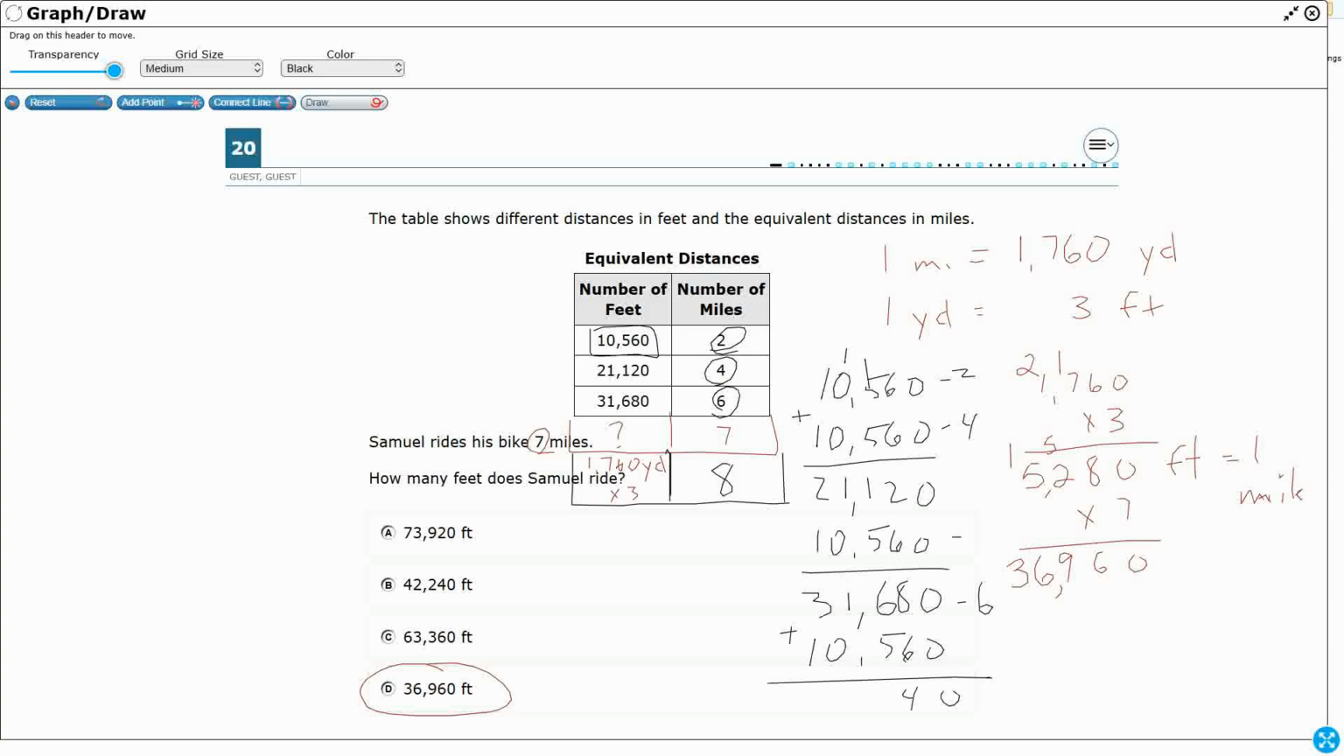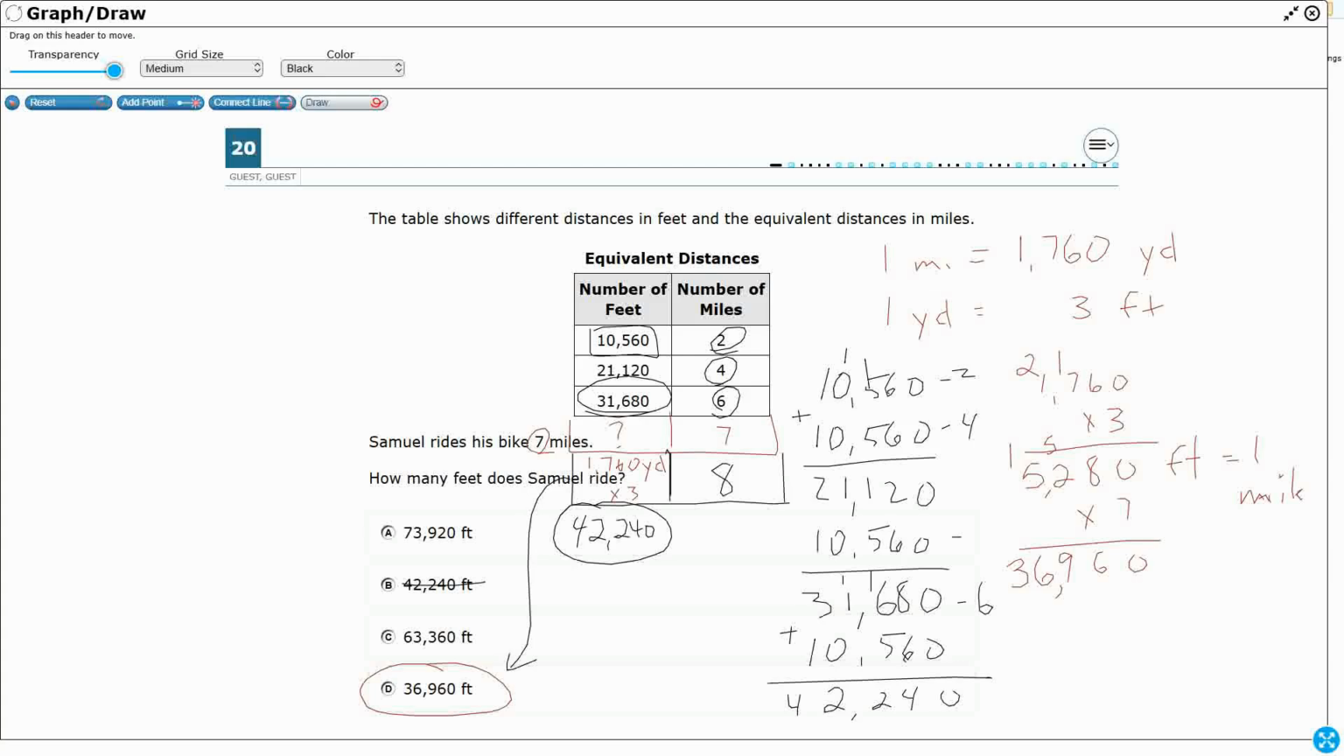Now, that's not the answer. That's going to give me 42,240 for 8 miles. I'm looking for an answer that's in between this 31,680 and this 42,240, because I'm looking for 7 and I know what 6 and 8 are. And if I were to put these numbers in order, you'll notice that there's only one number that's in between, and it's this right here.